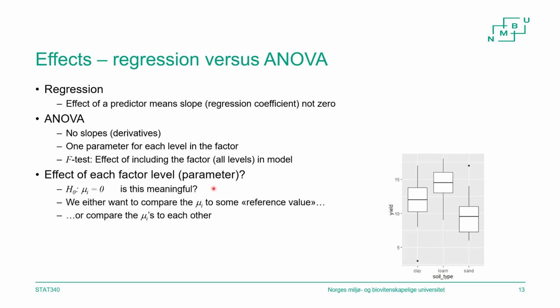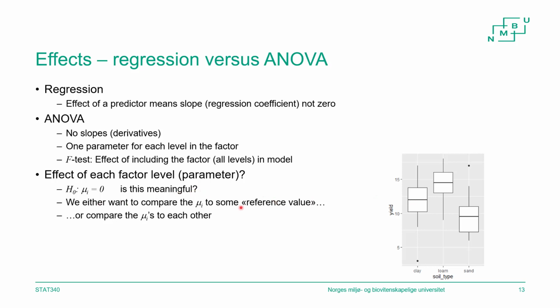So how should we actually test if there is an effect of factor level? For instance, is this a meaningful null hypothesis? mu i, that's the expected value for factor level i, equals 0. No, I mean this doesn't make sense, right? Because whether the yield is 0 or not, that's not what we are asking about. The response value 0 is not a special value here. 0 could very well be one of the observed values, right?